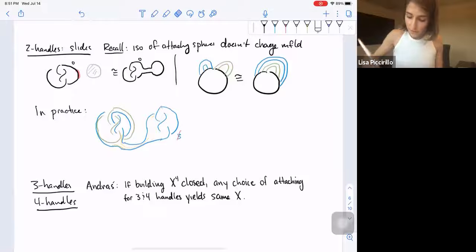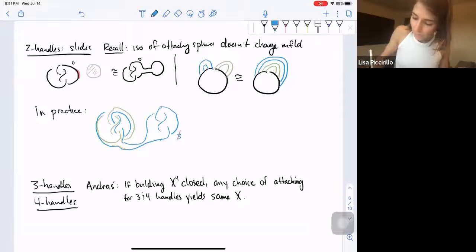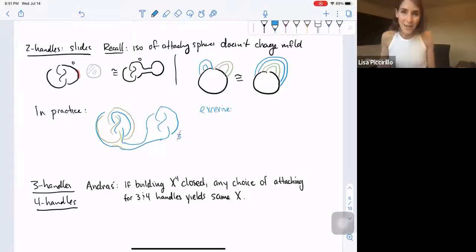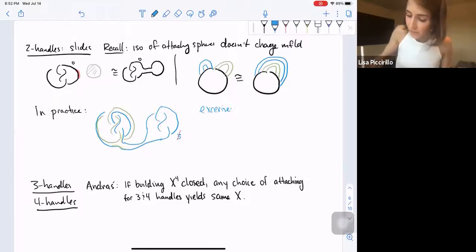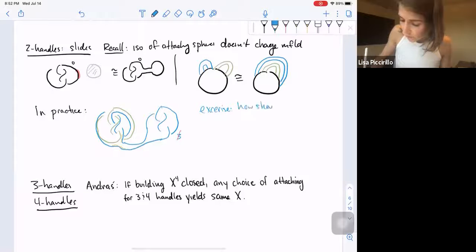Let me remove this because the picture is a disaster. But in practice, we still don't actually want to have to draw these framing curves in all the time. So let me give you an exercise which will teach you how to get out of drawing these framing curves in practice in general. And so the exercise is, how should integer framings change under slides?